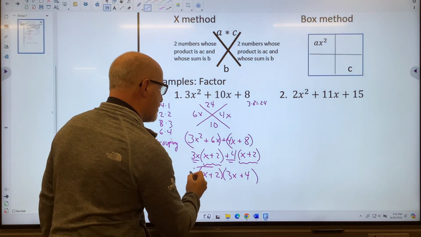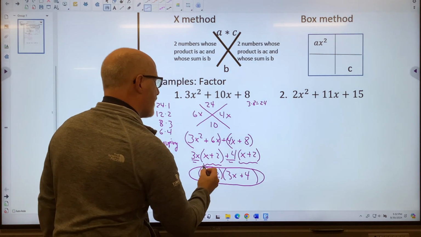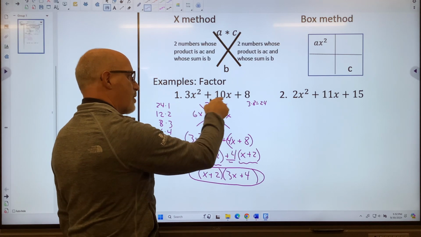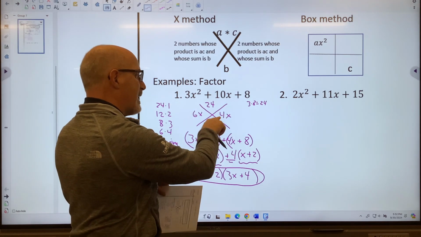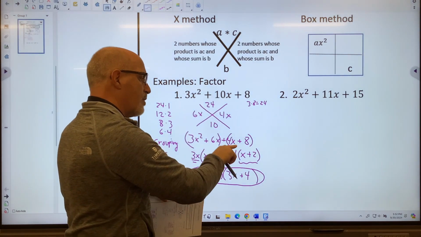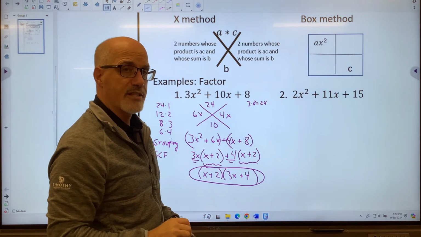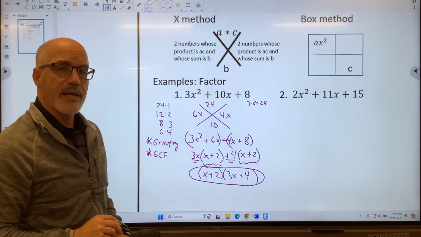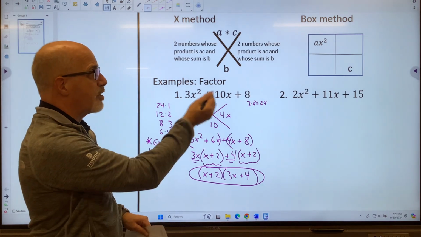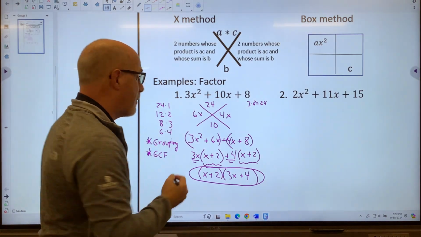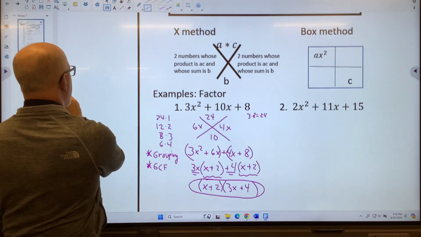So I've got these two binomials are the factorization of this trinomial by separating out the middle 10x into two terms that we can do factoring by grouping and take out a GCF. We'll do another example of that in just a moment, but I want to share with you the box method. That's also a viable method for doing these.